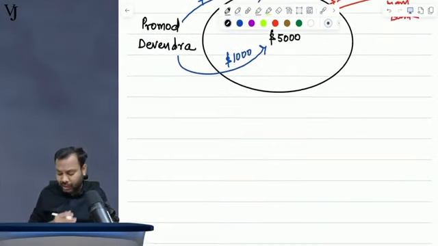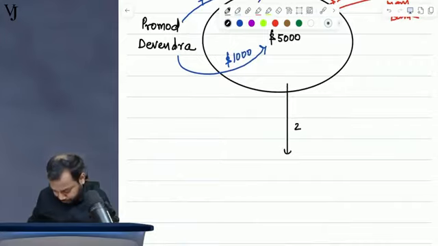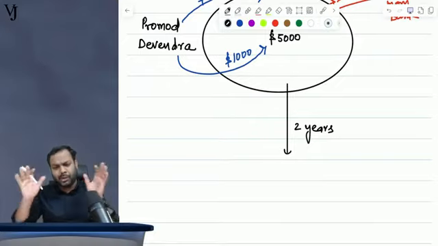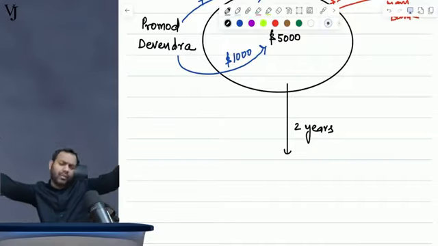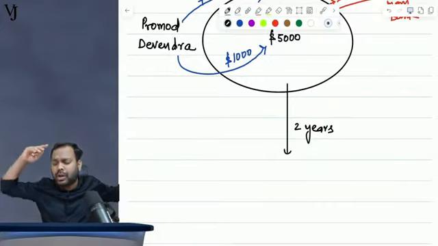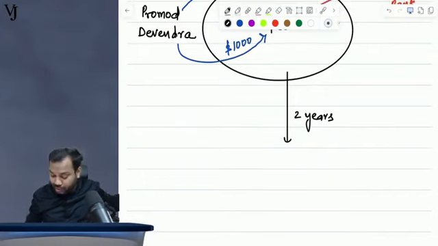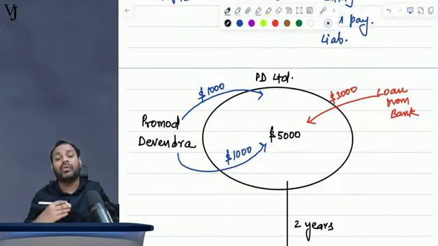Now, they did the business for, let's suppose, around 2 years, and now something terrible happened. Pramod and Devendra fought among themselves, and they said, no, we will not work together, we will work separately now. So they planned that they will wind up this company. The name of this company was PD Limited.